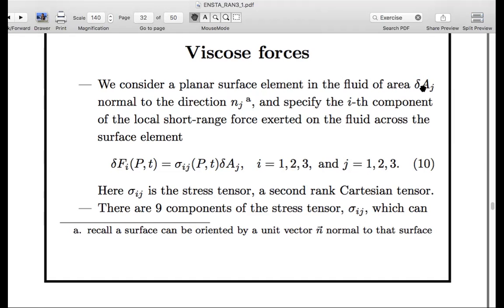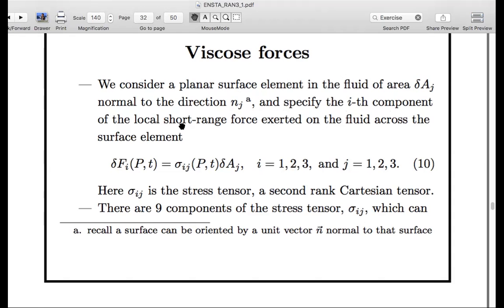Okay, so that's a surface and a tiny planar surface with a given direction, pointing in this direction, n_j. And we want to specify, well, you can imagine that there are forces on that surface. So the force itself will be a vector. So it'll have 3 components. So I can speak of the ith component of that force.